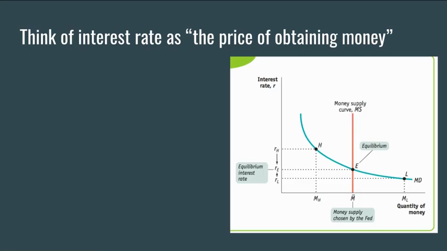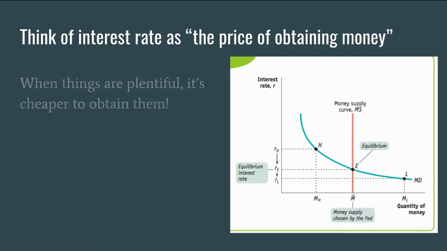Here's another way to think about this. Try to think of the interest rate as the price of obtaining money. Let's say you're broke and you want to borrow money from someone. Well, they're going to charge you interest. And so that interest rate is the price of obtaining money. So when things are plentiful, it's cheaper to obtain them, right? Think about an apple. If there are 500 apples in the world versus 5 apples in the world, it's going to be harder to get an apple when there's only 5 apples in the world versus when there's 500 apples.